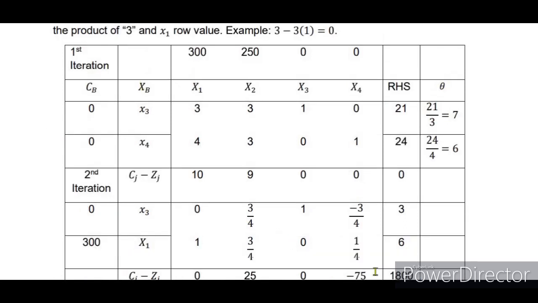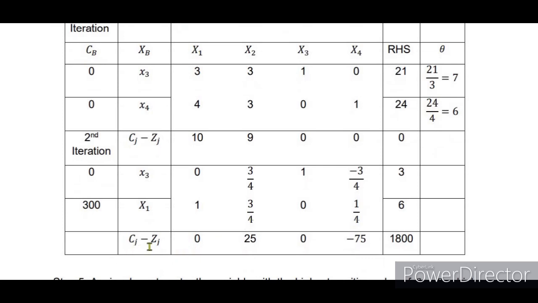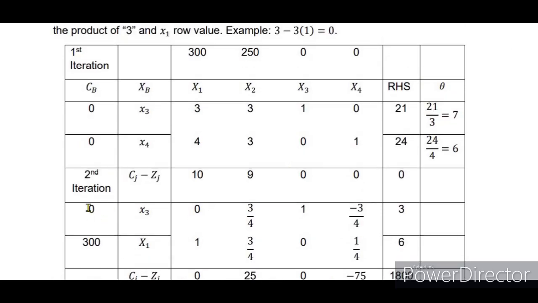Now, how do we get the value of cj minus zj here? Okay, why is this 0? To get that, we'll just multiply the value here in c sub b, 0 times 0. So it is 0. Next, 300 times 1 is equal to 300. So 0 plus 300, we have 300. Now that 300, we will subtract it from the value in the uppermost row, which is 300. So 300 minus 300 is equal to 0, right?